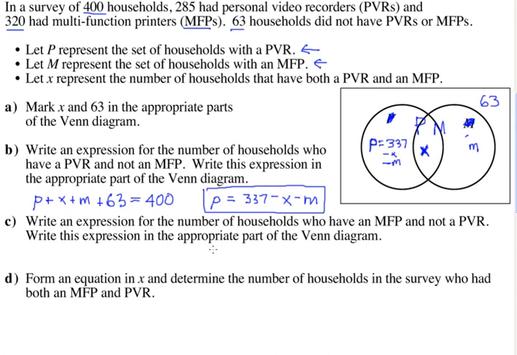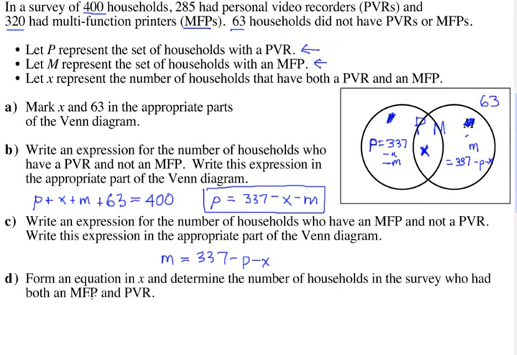For this part, they want the ones who have a multifunction printer but not a PVR. You just solve this thing for little m, and not too surprisingly, you get 337 minus P minus X. Still can't solve it, annoyingly, but at least we're getting expressions, and that's usually a good thing. So our little m was 337 minus P minus X.